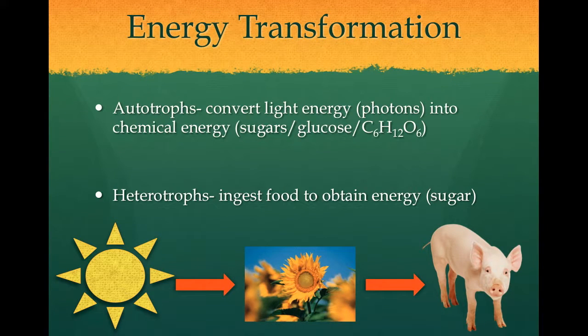There are 2 main types of organisms on Earth, autotrophs and heterotrophs. Autotrophs convert light energy into chemical energy, whereas heterotrophs must ingest food to obtain energy. All energy available to living organisms on Earth comes from the sun.